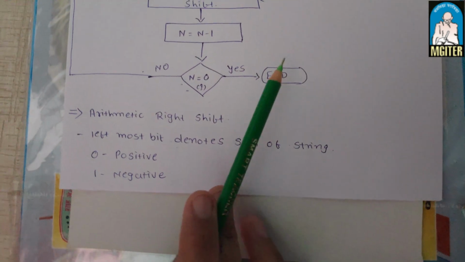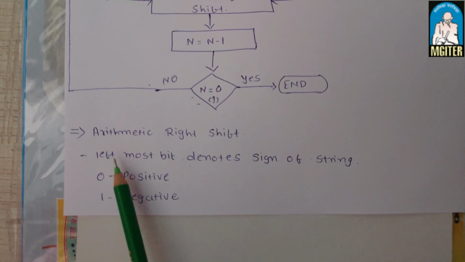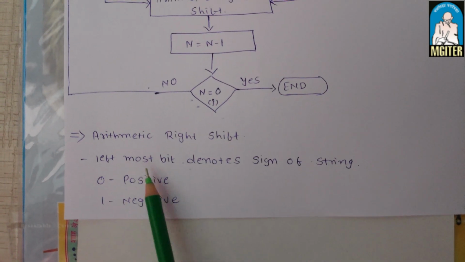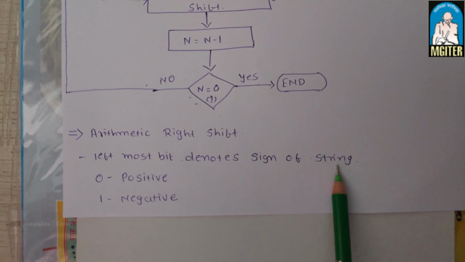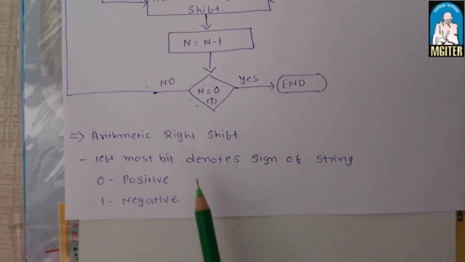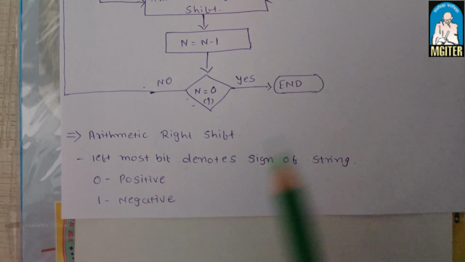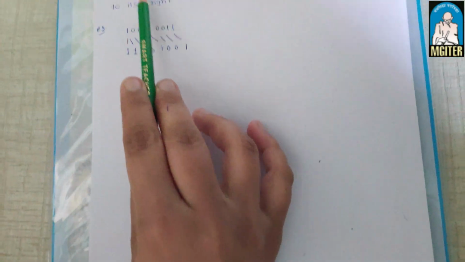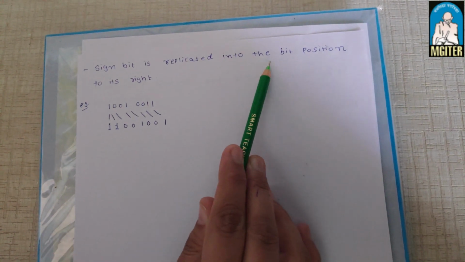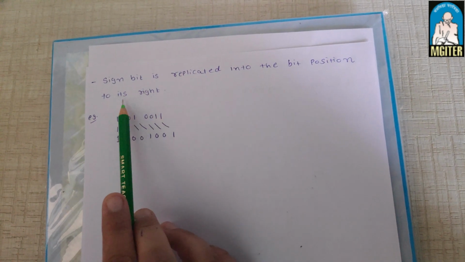So first of all we will see what is arithmetic right shift. In arithmetic right shift, the leftmost bit denotes the sign of the string. If the leftmost bit is 0, then it indicates a positive number. If the leftmost bit is 1, then it represents a negative number. The sign bit is replicated into the bit position to its right. We will see this using one example.